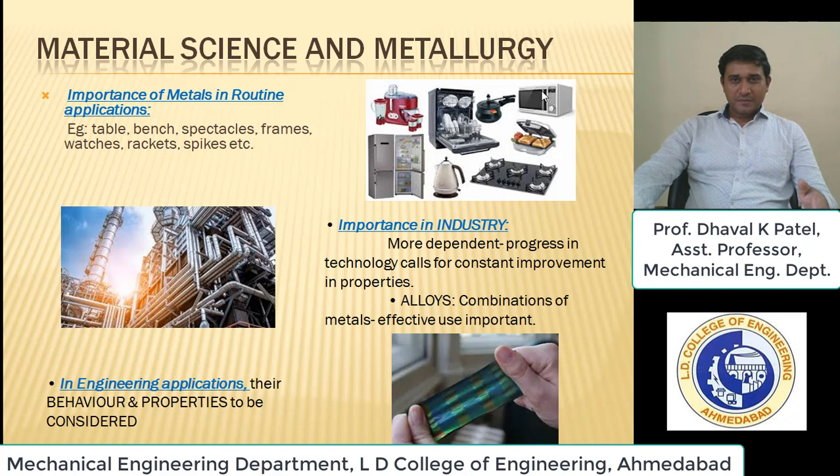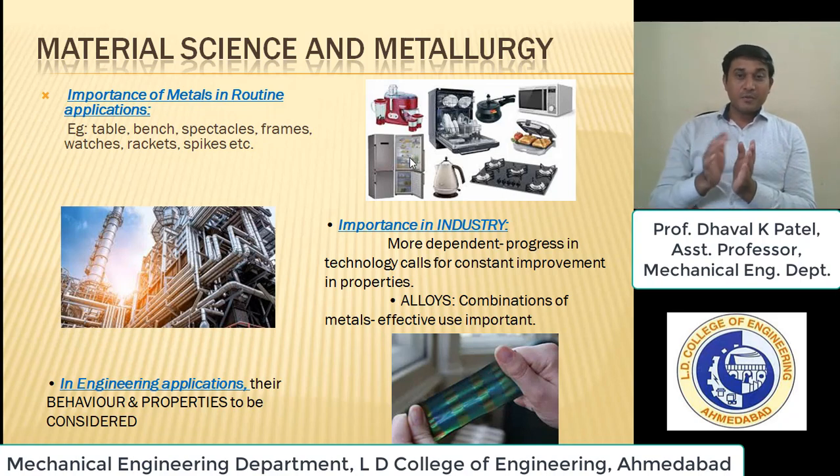Here the pressure cookers are there, so high pressure is generated inside the pressure cookers. And here are the refrigerators, whose surface is very shiny. Then inside the refrigerator, we use a thermal insulator. There are also some common examples like a table, bench, spectacles, fans, watch, brackets and spikes for our routine applications. And for each and every application, some particular properties are required.